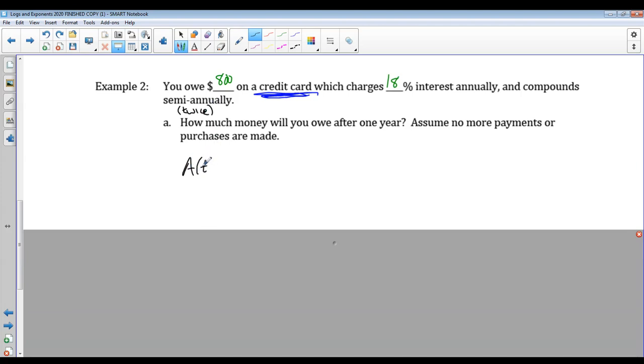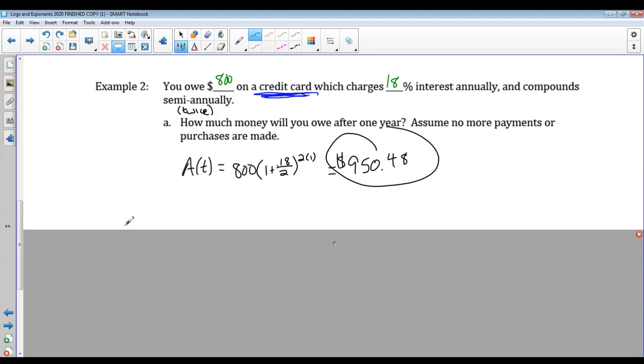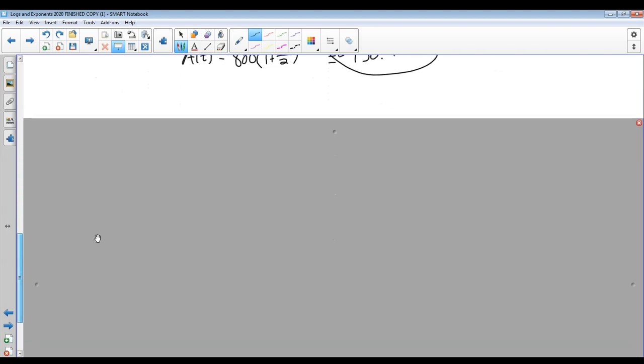The amount we owe after 1 year, so A of t, I guess I could put A of 1 there, equals my principal, what I have now or what I've invested or what I owe, times 1 plus r over n, in this case n is 2, to the nt power. So I'm asking for 1 year, how much will we owe? So we go into our formula, go into our calculator, we plug it in, and we get just about $950. Okay, so that's review. So I'm hoping that comes back to that, rings a bell.